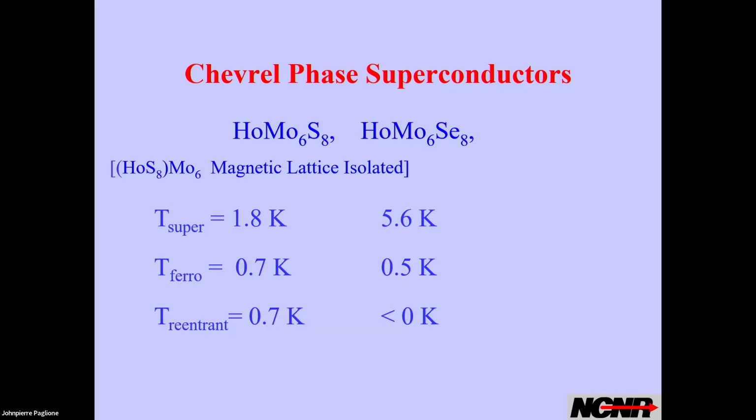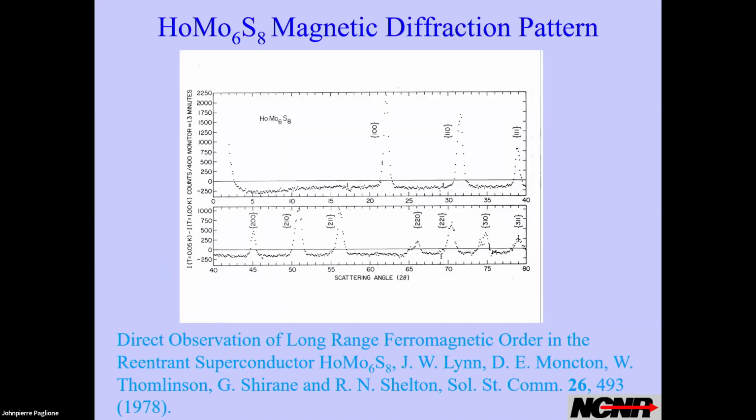Okay. So here are the Chevrel phase superconductors. There's holmium iron sulfide and holmium iron selenide, and the selenide becomes superconducting at 5.6 Kelvin, and then at half a Kelvin the ferromagnetism comes in. The superconductivity in the holmium sulfide is a little bit weaker, and the ferromagnetism is a little bit stronger, so they behave differently. And the first question is, is it a ferromagnet?